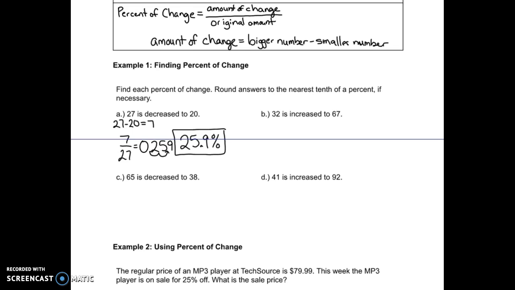So B, 32 and 67. So 67 is our bigger number. So 67 minus 32 is 35. So 35 is our amount of change. Our original amount was 32. That's what we started with. So 35 divided by 32 is 1.094. So again, we need to move it 2 places. So that's 109.4%.